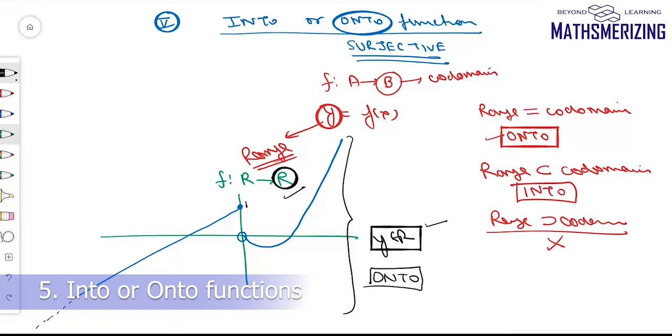Now, can you tell me whether this function is one-one or many-one? So I'll draw a horizontal line. I get more than one point of intersection. So it is a many-one function. So this function is many-one and onto.